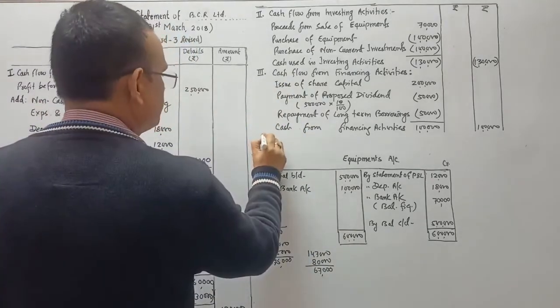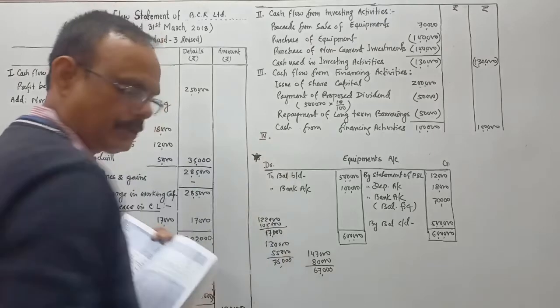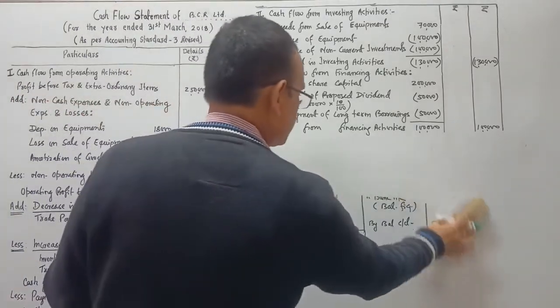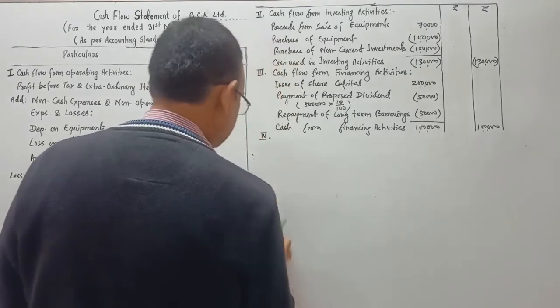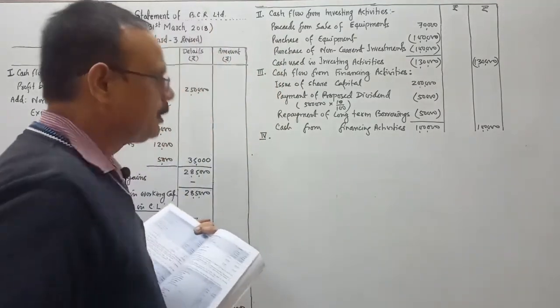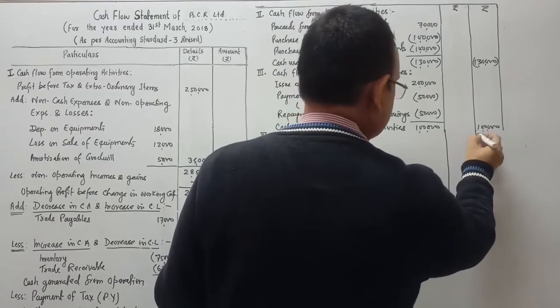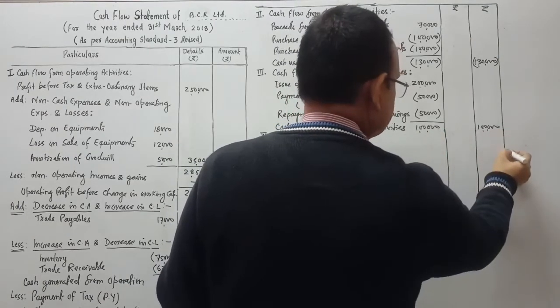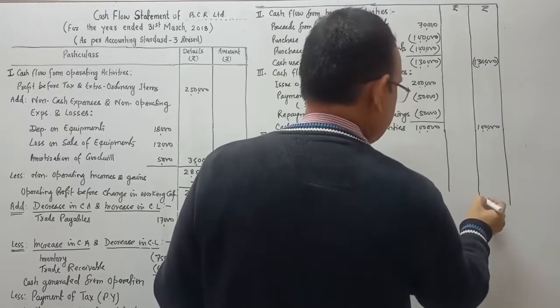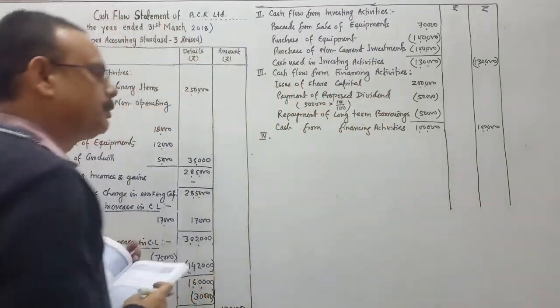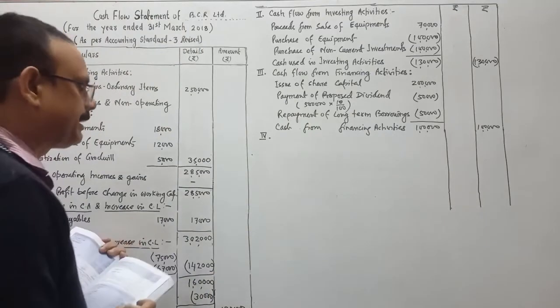Now the fourth step is what? Fourth step, now we'll do the total. We do the total of these three activities. Operating, investing and financing will be totaled over here.